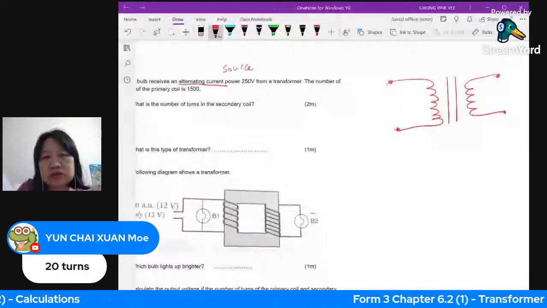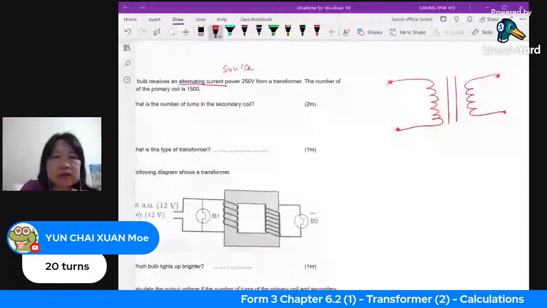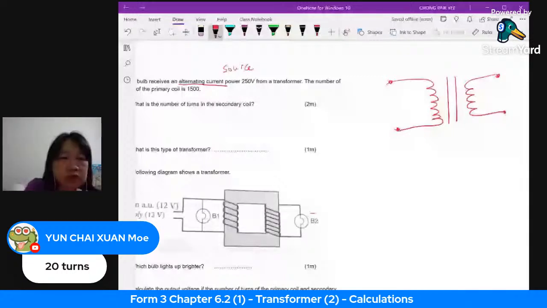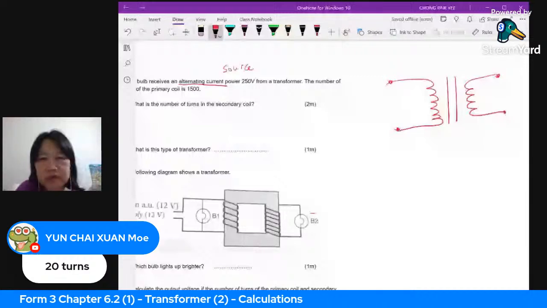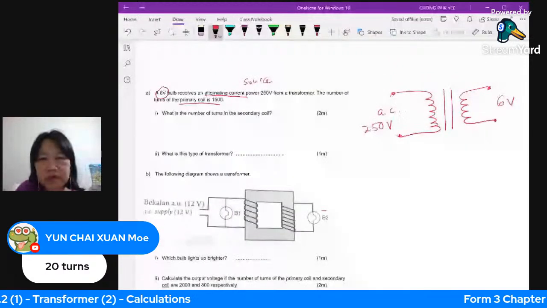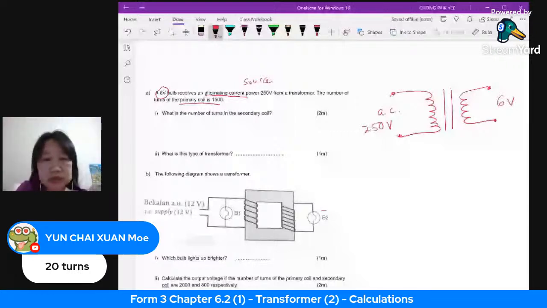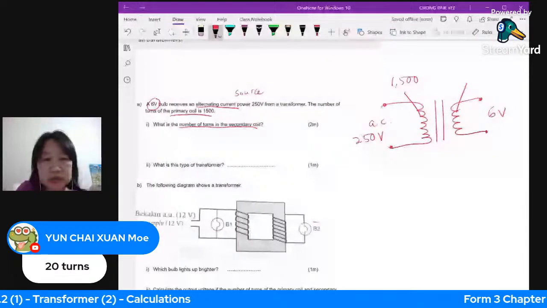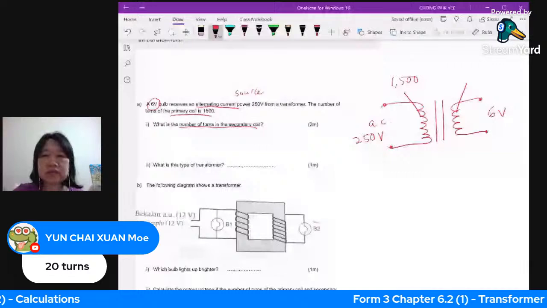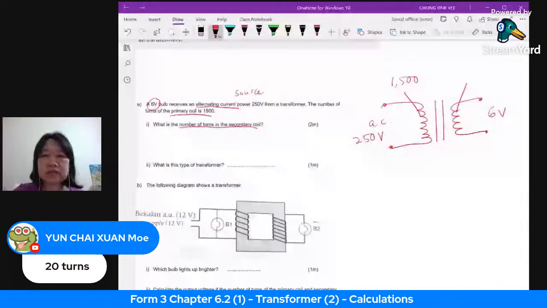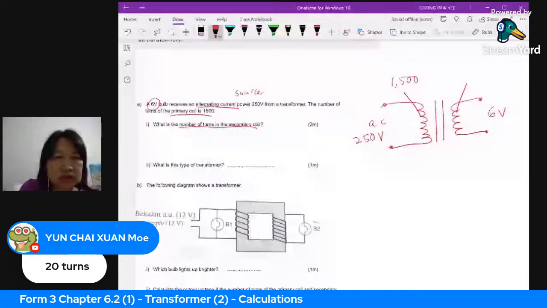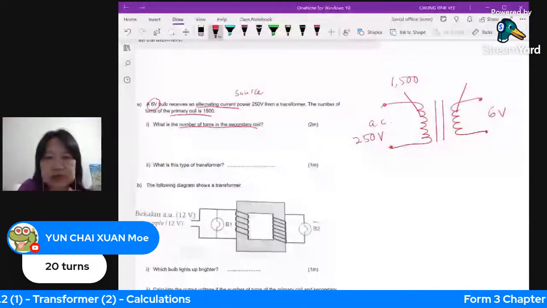On the other side, the number of turns of the primary coil. Primary coil means on this side, 1,500. So here will be 1,500 coils. Then what you need to ask is the other one: what is the number of turns in the secondary coil? That means this one will be how much? From here, you more or less know your symbols already. Let me change the color here. Source is always input. Input voltage is VP.